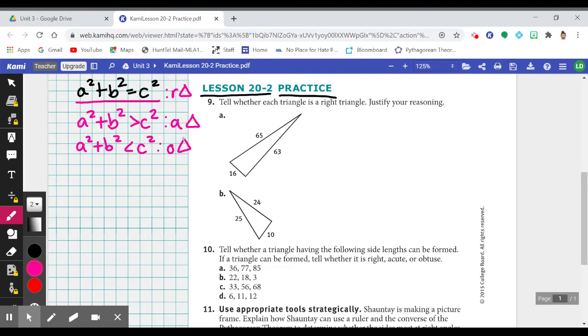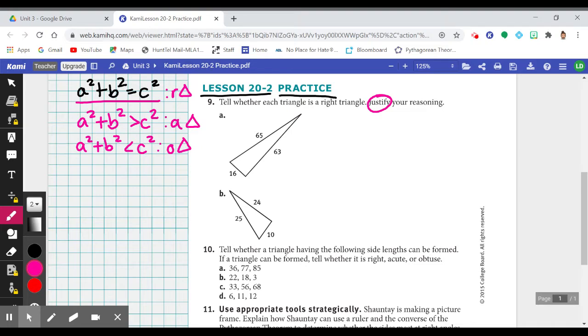So right off the bat, item 9, they want us to tell whether each triangle is a right triangle. And the way we're going to justify our reasoning is if these measurements satisfy the Pythagorean theorem as it's written. So on A, because we don't know if it's a right triangle, notice there's no actual right angle drawn because we're trying to figure out if it is a right triangle. So the main thing here, when plugging into the Pythagorean theorem, we assume if it's a right triangle, C represents our hypotenuse, which theoretically would be the longest side in the right triangle.